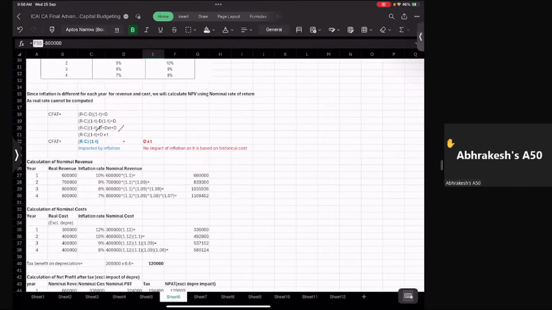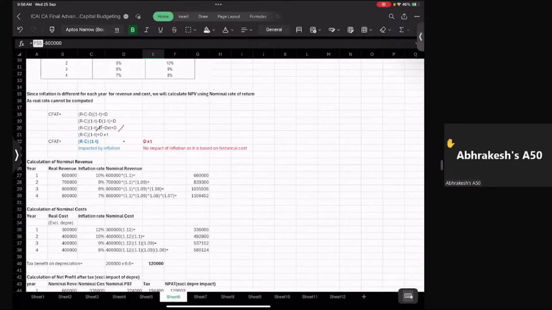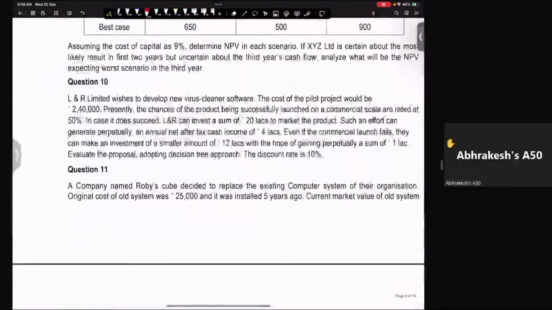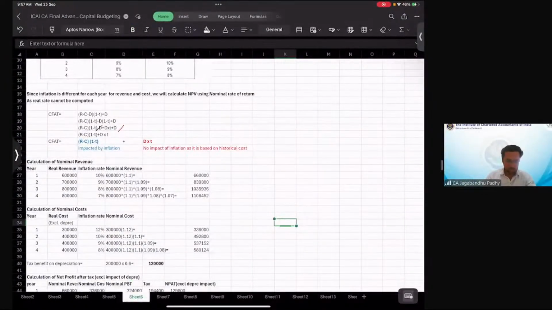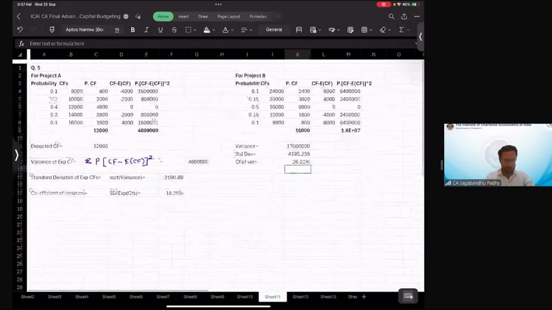Okay. Sir, Abrakesh. Yeah, Abrakesh. Sir, in question number 5 of the assignment, if you can go to the solution page. Question number 5, which we did today in the early morning. Okay. Question number 5.